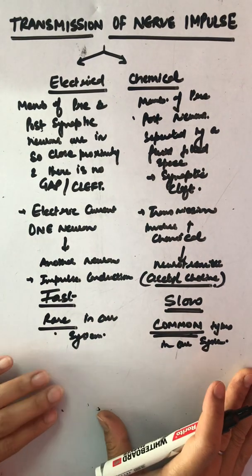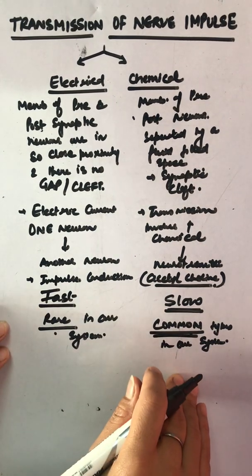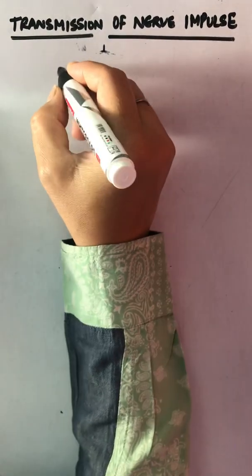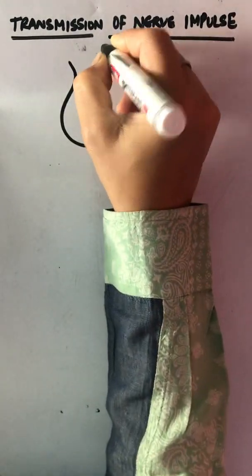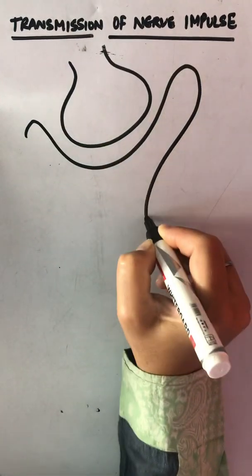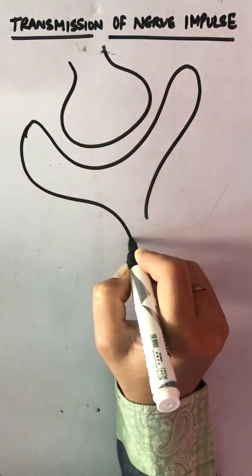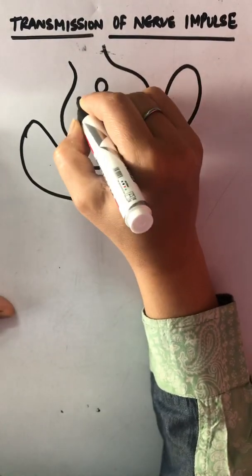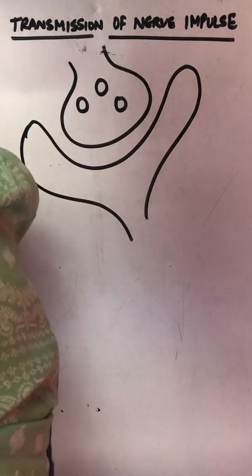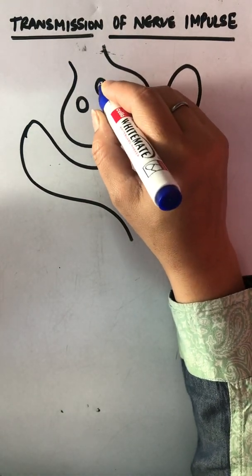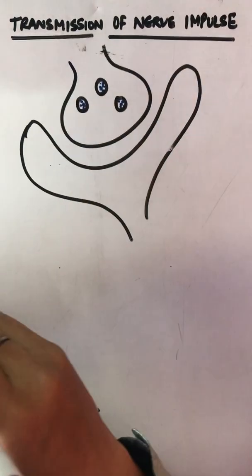Now coming to their working, how do these chemical synapses work? In this transmission, when the terminal knob comes in contact with the dendritic tip, this axon terminal, the knob, contains a number of synaptic vesicles, which contain the neurotransmitter. Neurotransmitter is a chemical, acetylcholine is the name.